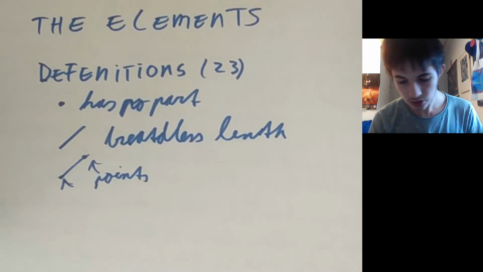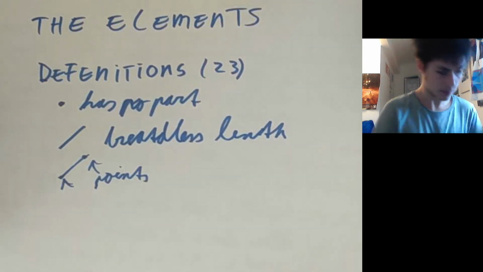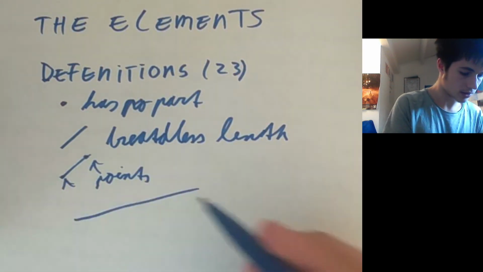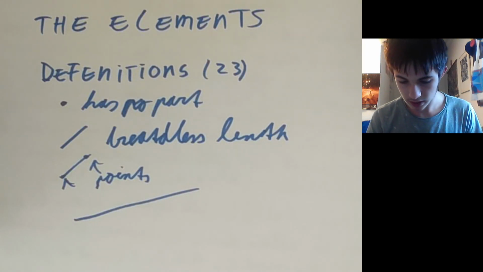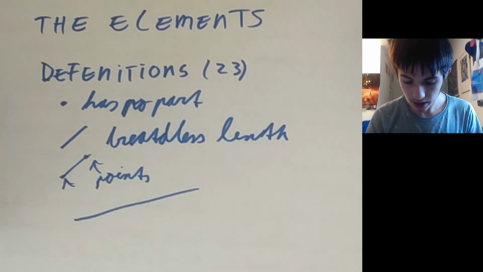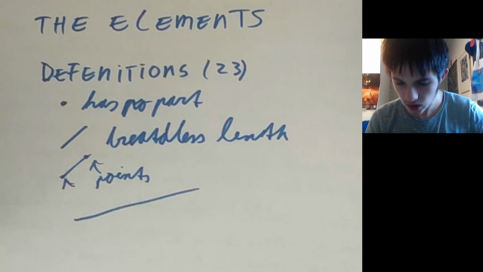And then it defines a straight line. A straight line is a line which lies evenly with the points on itself. And so if you imagine a straight line, all the points lie evenly with itself. And so on. He defines all kinds of things like surfaces, edges, angles, obtuse, acute, boundary, a circle, semicircle, equilateral triangle, what parallel lines means, all kinds of things like that.